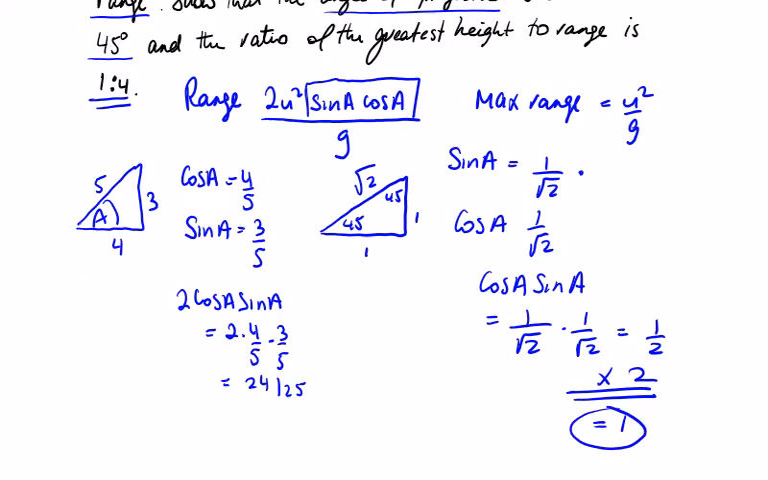value for u squared over g. Because if it's less than 1, it will be going down, and if it's greater than 1, it'll be going up, but it can't be greater than 1, this sin A cos A. So that's why this max range is u squared over g.